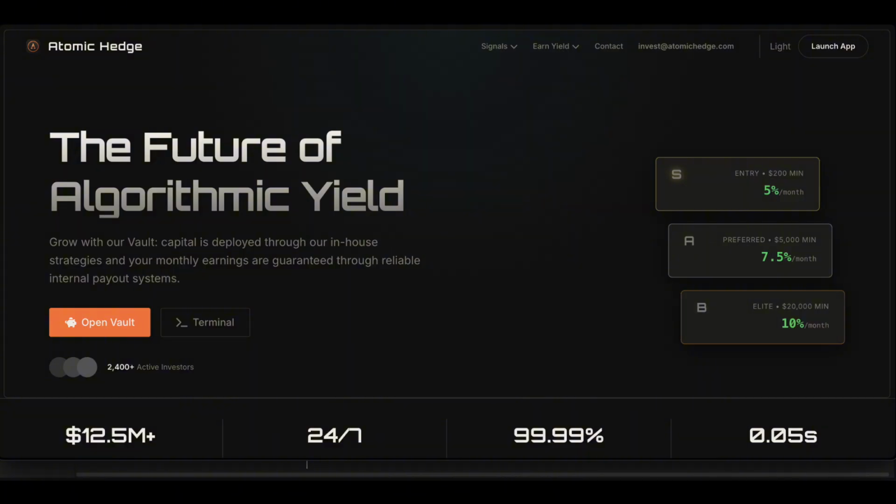Let me be transparent about the numbers. Backtested across 4 years of data, covering bull markets, bear markets, ranging conditions, and extreme volatility events, this strategy produced a win rate of 93% on qualifying setups. But here's the important nuance. Qualifying setups is the key phrase. The algorithm is selective. It doesn't force trades. On average, it identifies 4 to 8 valid setups per week per asset. The rest of the time, it sits on its hands.